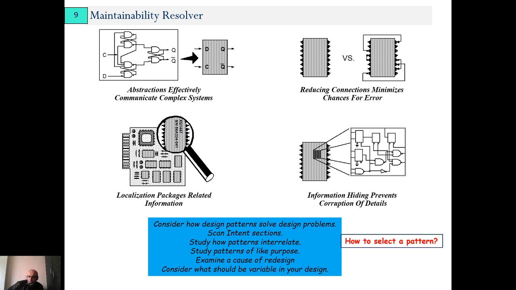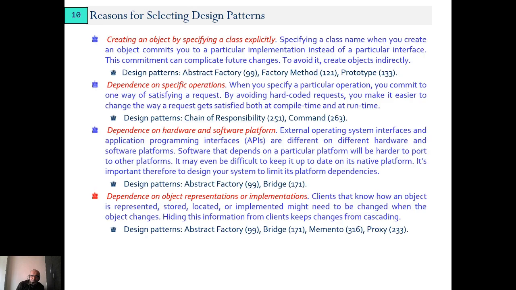So, how to work with the design pattern: scan the intent section. What is the applicability? Scan the intent section, how the patterns are interrelated, and what is the purpose of that, what is the value of redesign in that. So, moving next, reasons for selecting design patterns: creating an object by specifying a class explicitly happens with factory method, abstract factory, and prototype. All three belong to creational.